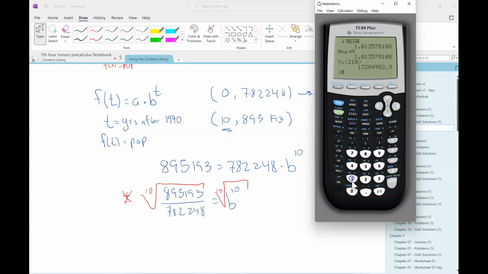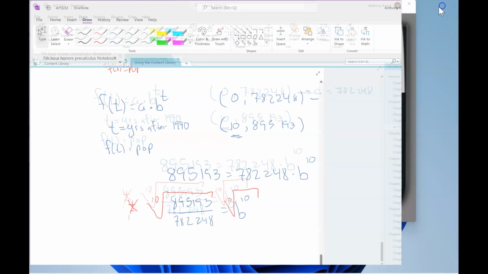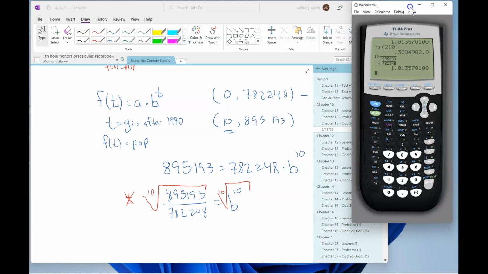to get the 10th root, I can type in the number 10. And then if I press the math button and choose option 5, that allows me to pick any root that I want. Alternatively, how else could I do the 10th root? Very good. I could use the exponent 1 over 10. So I do that. So there's my value for B. Let's do that real quick so it's easier to read.